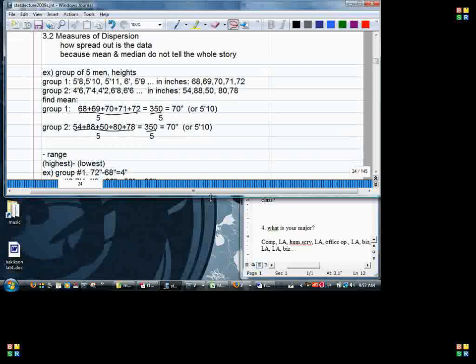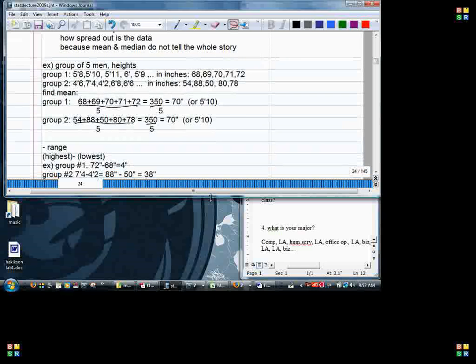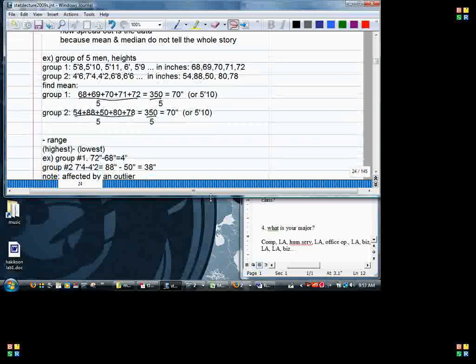What about for group 2? You would get 88 minus 50. So group 2 has a range of 38 inches. Notice that it is now immediately obvious that group 2 is much more spread out. So this is a very, very simple measure. Notice that this is greatly affected by an outlier.